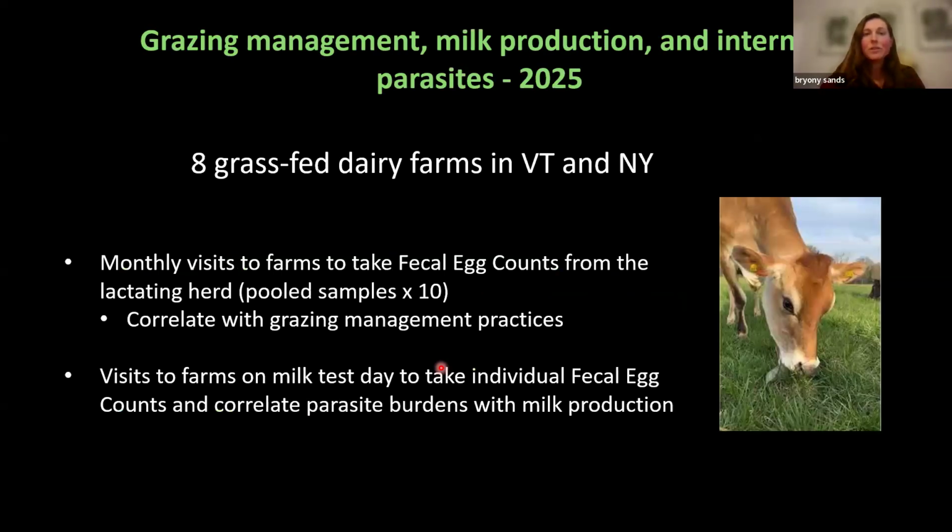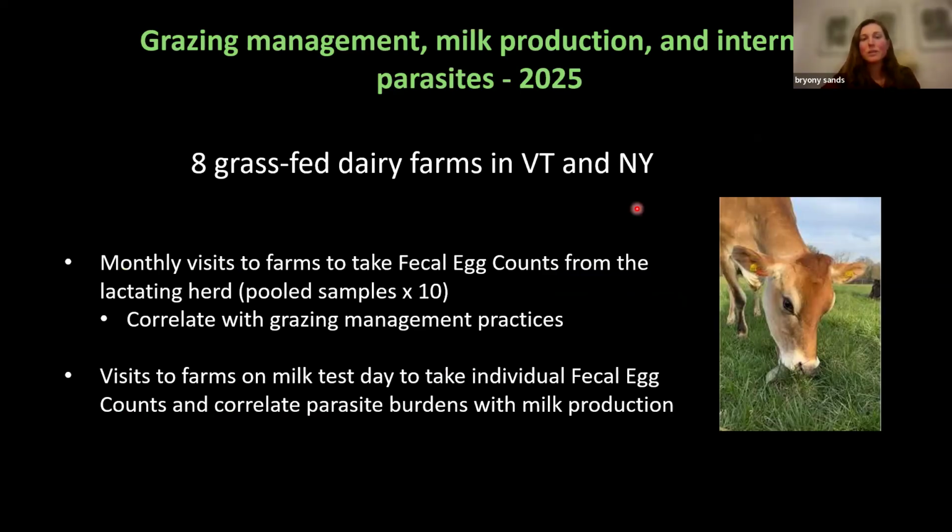Okay, so moving on to the final study that I'm going to show you. This was looking at grazing management and milk production, and we did this just in the grazing season gone, so 2025. And we worked with 8 grass-fed dairy farms in Vermont and New York State.